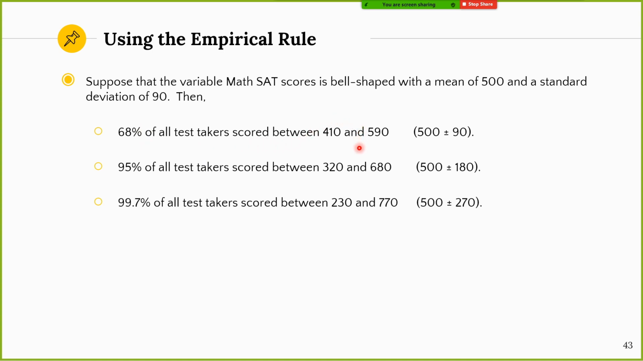The next is twice the standard deviation, plus minus 180 around 500. So the range is between 320 and 680. All of this consists of 95% of the test takers. This is the range of 95% of the data that we have. This is the empirical rule, and so on if we have 3 times the standard deviation. This is how we use the empirical rule.